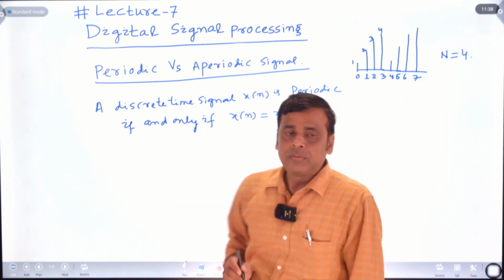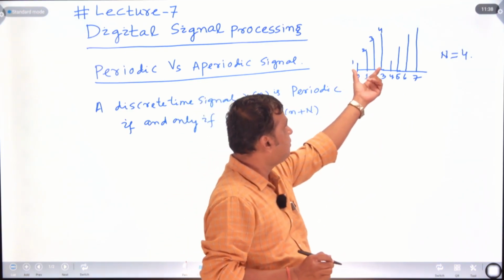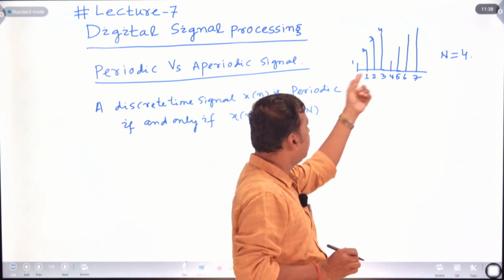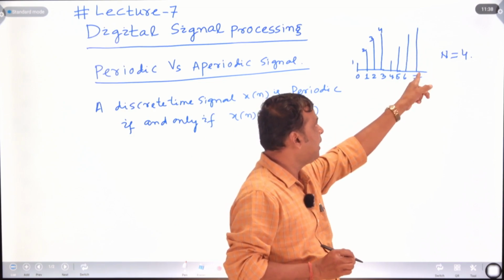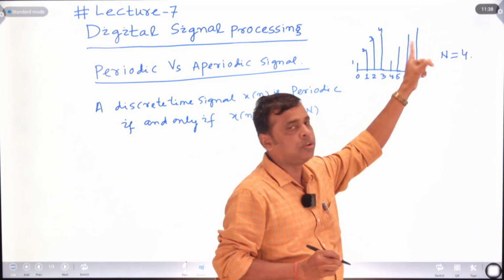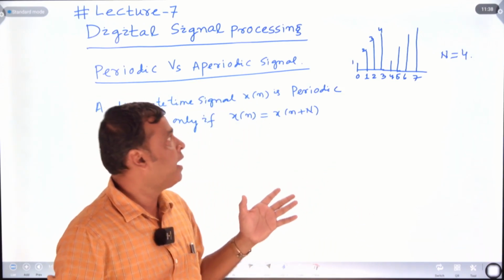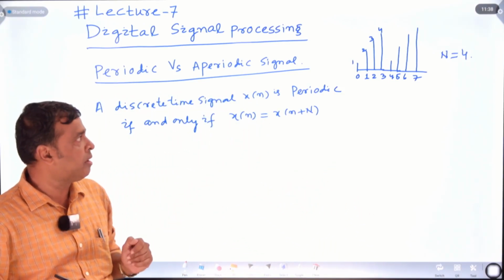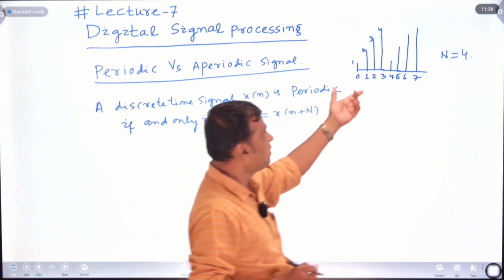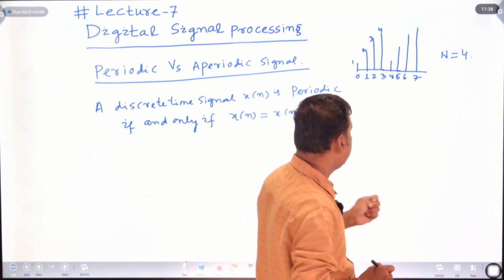That is your 4. So after 4 samples, again it will come 1, 2, 3, 4. Again after 4 samples, it will come 1, 2, 3, 4, like this. These signals are repeated again and again at every 4 samples. So we can say that the discrete time signal x of n is periodic.